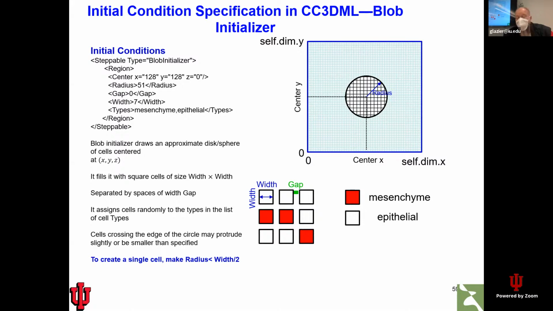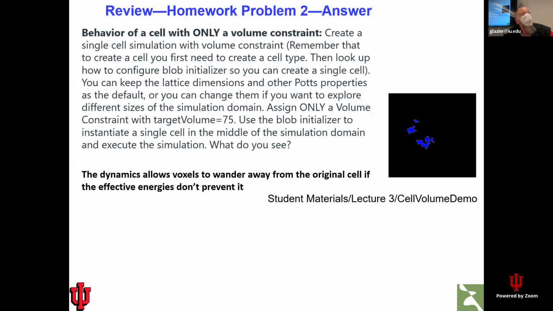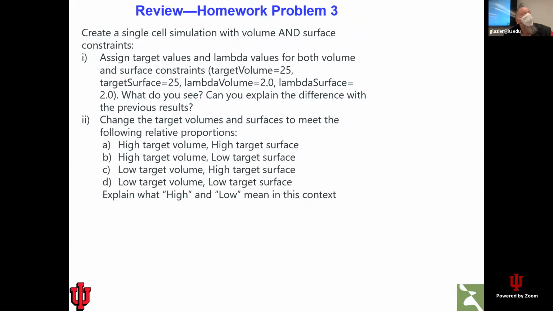And I don't have slides. If somebody wants to play with those, they're described in the readme for the new release. I haven't had a chance to play with them yet. It would be interesting to try them out. Okay. So yes, for the homework 2 problem, the behavior of a cell with only a volume constraint was basically our cells turned to dust, which we saw.